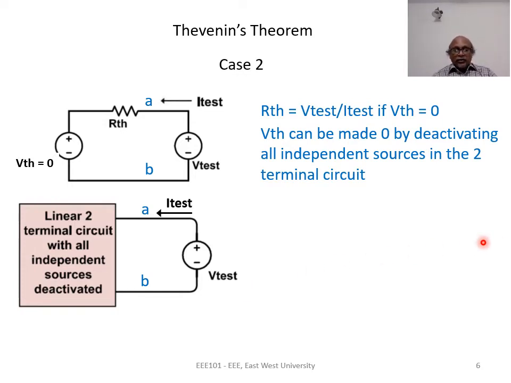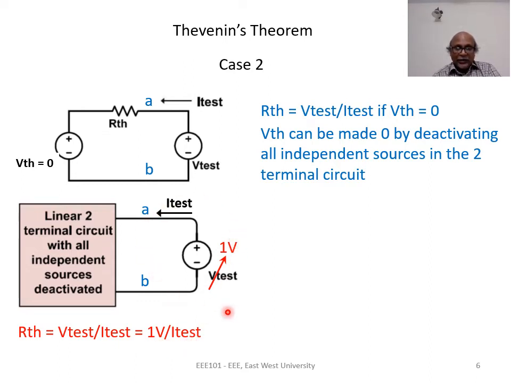In theory, VTest can have any value as long as we know the value. But for simplicity, we often choose VTest equal to 1 volt. So for this 1 volt test voltage source, we will determine the value of ITest. And once we know ITest, RTH is straightforward, equal to VTest by ITest, but VTest is 1 volt, so RTH is 1 volt by ITest.